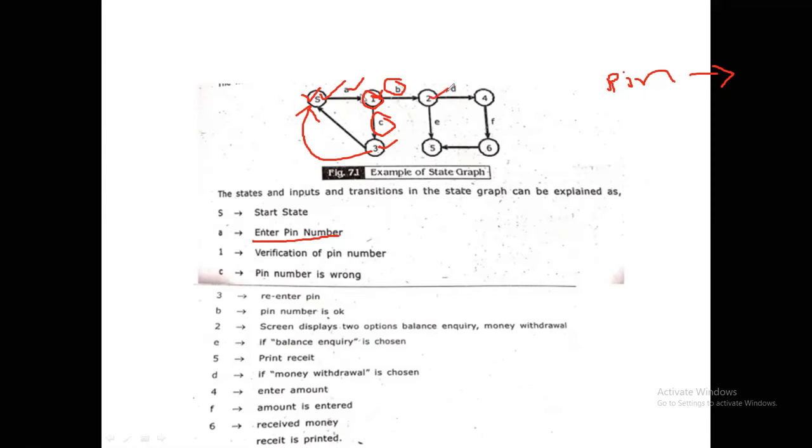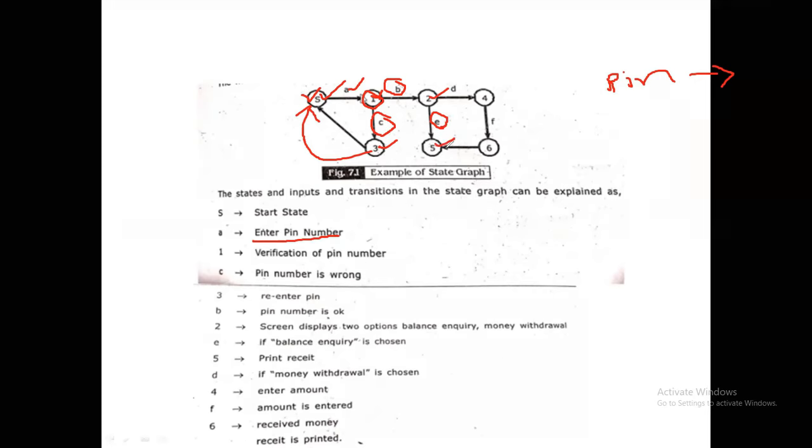And here you are going to check the balance inquiry. So this is the E. E represents the balance inquiry. You choose the input as a balance inquiry. And so the fifth one: when you are choosing the balance inquiry, the system state changes from 2 to 5. So 5 indicates the print receipt.